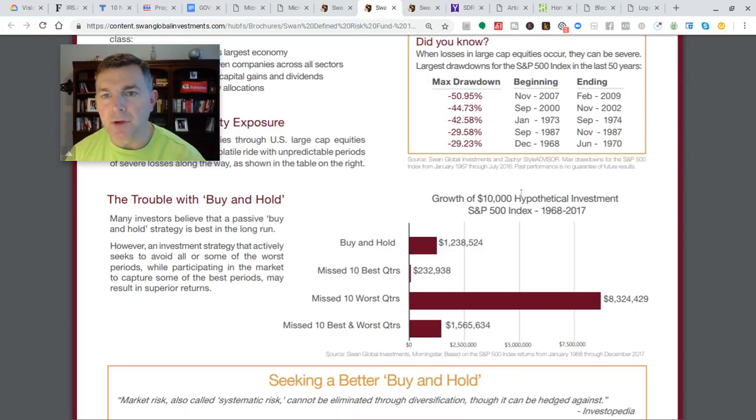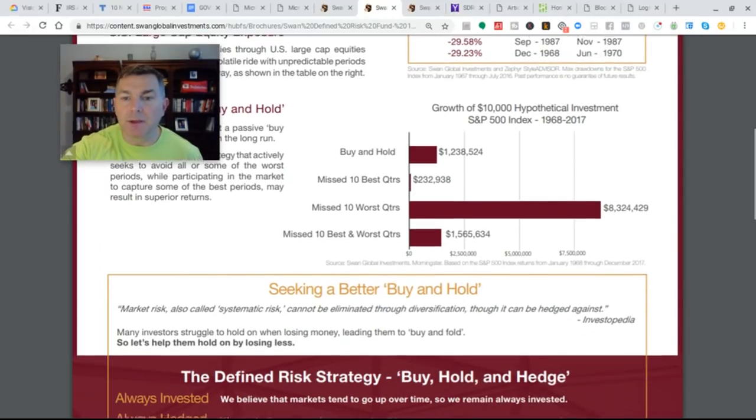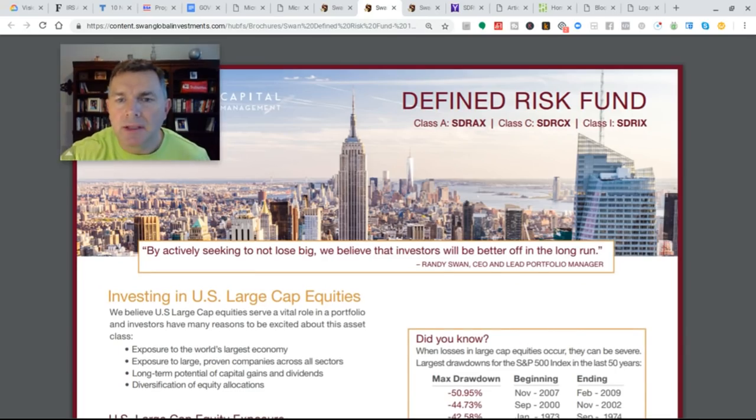Growth of a $10,000 hypothetical investment, 1968 to 2017. Buy and hold was up 1.2 million. If you missed the 10 best quarters, you only had 232,000. If you missed the 10 worst quarters, you had 8.3 million. If you missed the best and worst quarters, you had 1.5 million. I mean, okay, that's fine, but it doesn't really tell us much there.